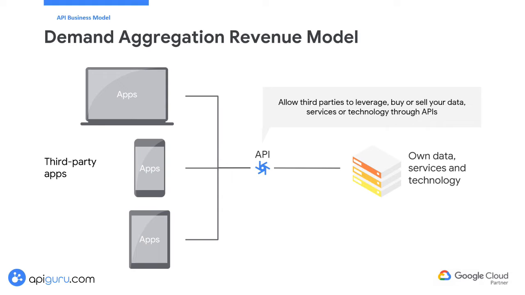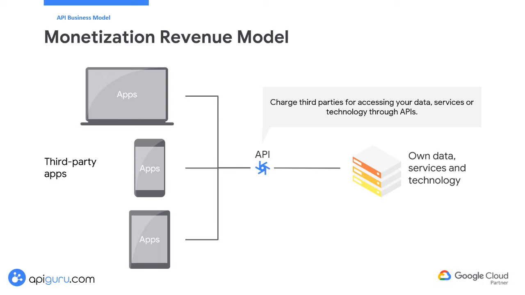Let's move on to the monetization revenue model. The monetization revenue model uses APIs to generate income directly from external developers, businesses, and partners. Companies can capitalize on their data and services by charging for API access, opening a new revenue stream. Businesses have a range of effective pricing models to choose from.